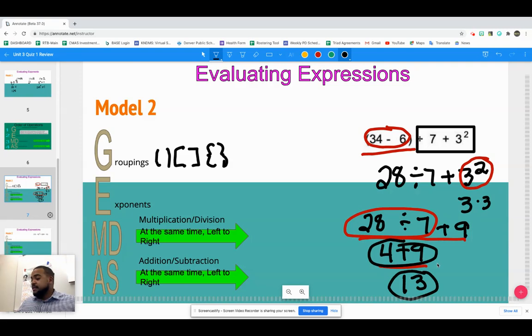It's important that we always try to figure out what math do I need to do. Once you do it, you need to follow your order of operations again to figure out what's the next thing you need to do. Let's go to the next one.